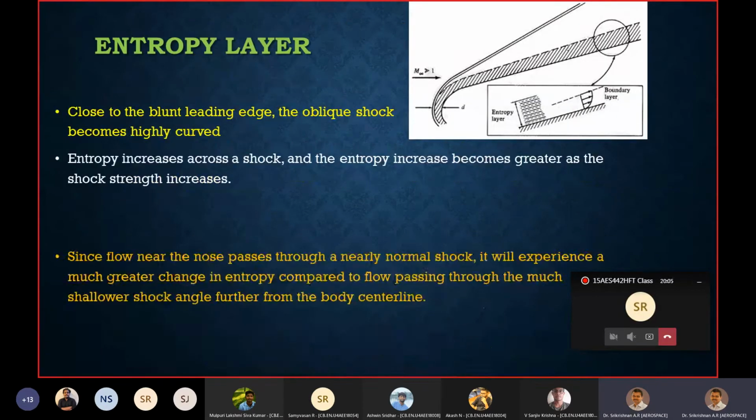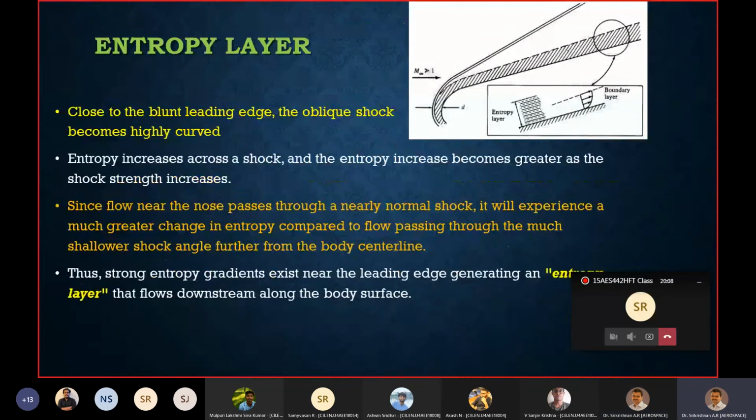Now, the other property or characteristic of hypersonic flows is the entropy layer. Now, what is a boundary layer? We know it is a region where the gradient in velocity is high. Similarly, an entropy layer is a region in which the gradients in entropy are high. That is, in one region you have lower entropy, and in the other region you have higher entropy.